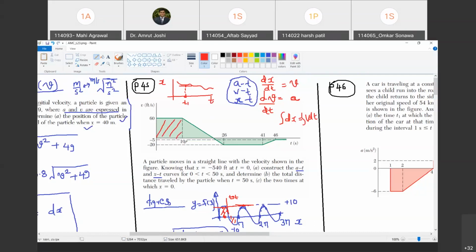So what will we have to do? I need to calculate the area under the velocity time diagram. Why? Because it is the integration of v dt from 0 to 10 seconds. But integration is nothing but the area under the velocity time diagram. Are you with me? Yes, sir.